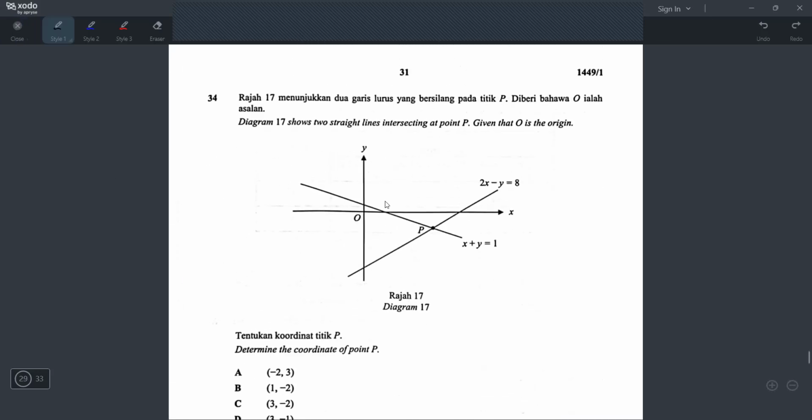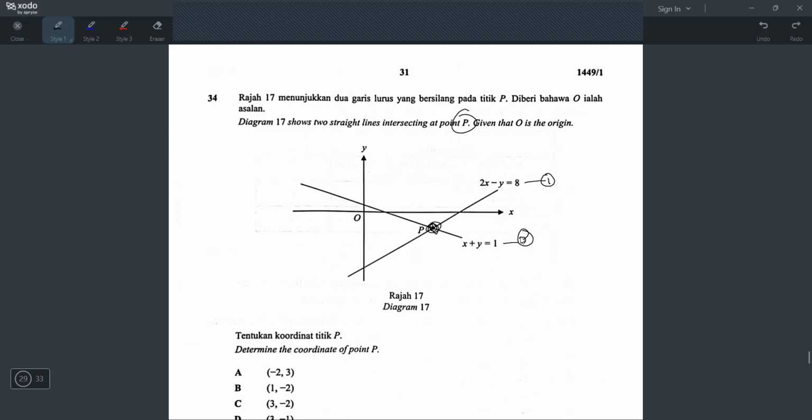Okay, let's go. 34. Diagram 17 shows two straight lines intersecting at point P. P is the intersection point. Given that O is the origin, determine coordinates of point P. Okay, if you look at this, point P is actually the intersection point of these two lines. And if we want to find the intersection point, we have to do simultaneous. So I will call this equation 1. I will call this equation 2.